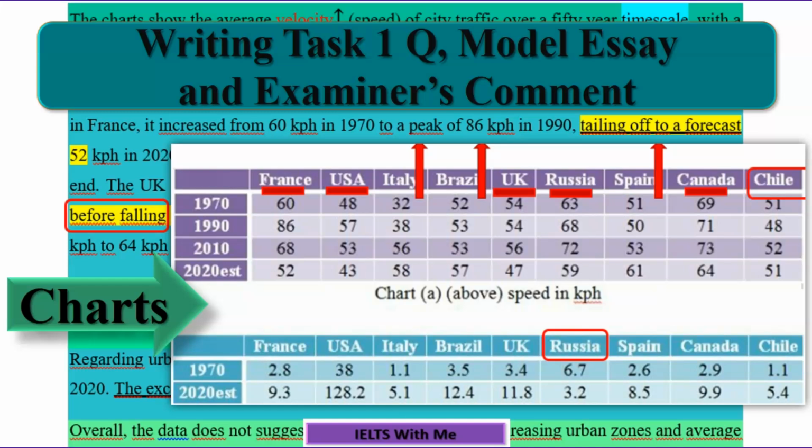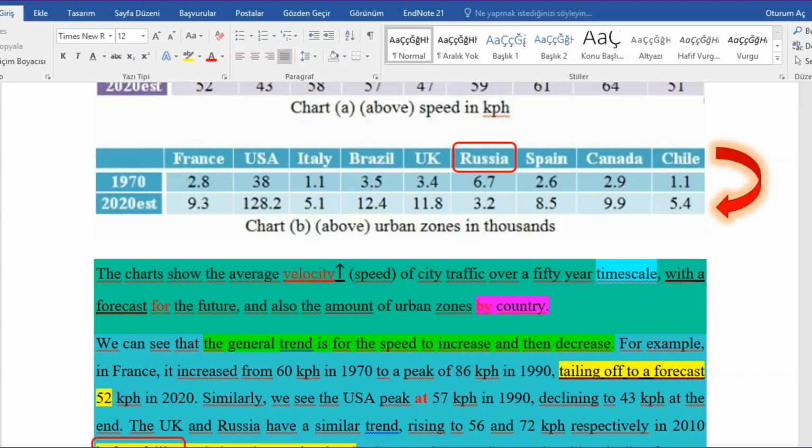Hello, it's IELTS with me tutorial, and today I'm going to show you how to write a Band 9 essay for your IELTS writing task 1 question. We prepared a model essay as well as the examiner's comment. Let's focus on this module and have step-by-step explanations. Let's get started.